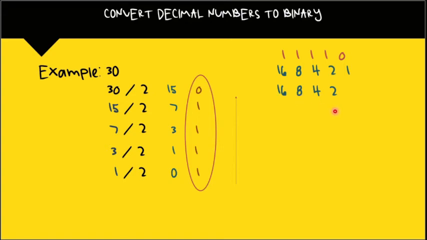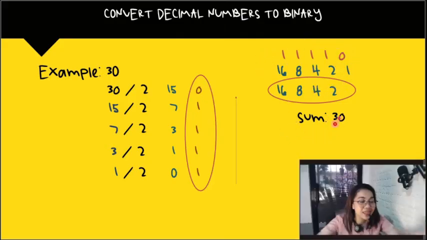What we are going to do next is sum it up. So we're going to add 16 plus 8 plus 4 plus 2. That is how we check if the binary that we got is correct. That's how you convert a decimal number to binary, and that's how you check binary against the decimal number.